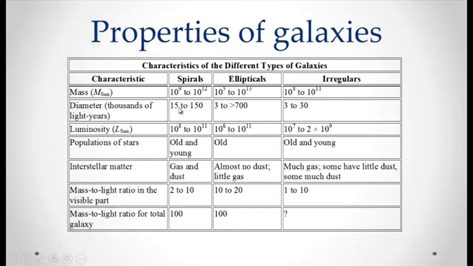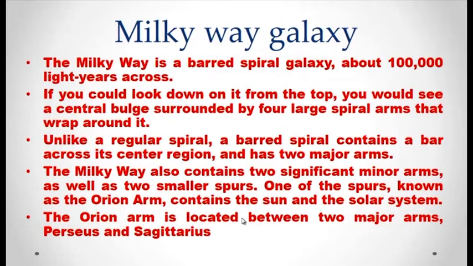Then the mass to light ratio in the visible part of the spiral galaxy will be 2 to 10. For elliptical galaxies, the mass to light ratio will be 10 to 20. For the irregular galaxy, it will be 1 to 10. Mass to light ratio for the total galaxy is 100, and for elliptical galaxies also it will be 100. Like that, properties of different types of galaxies are studied and listed by astronomers.